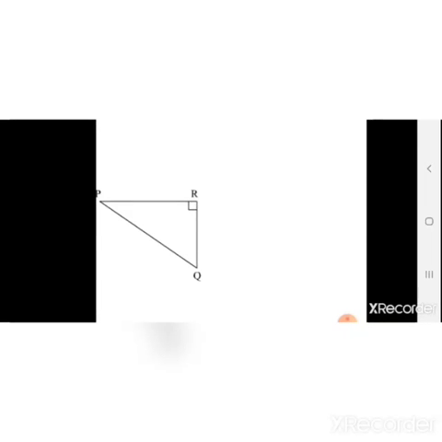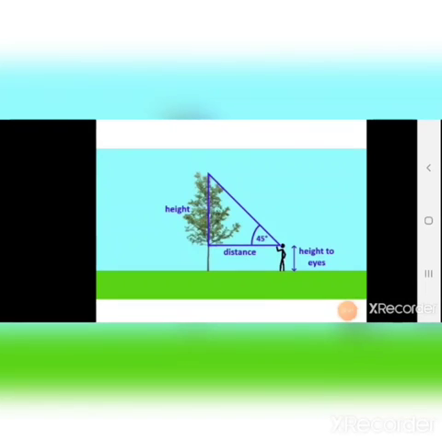In this slide, you can see a special type of triangle, that is a right angle triangle PQR. When we see the right angle triangle, we immediately recall Pythagoras theorem. Yes, trigonometry is related to three topics. One, right angle triangle. Second, Pythagoras theorem. And third, similar triangles.